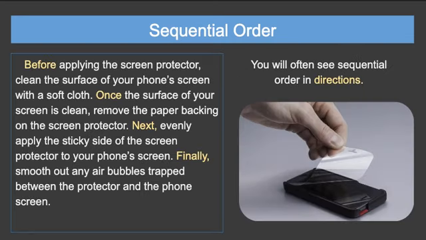And here's an example. So why don't you pause, read the passage. You can see that highlighted are these transition words. And just a reminder, you will often see sequential order in directions, how to, an instruction manual, how to do something.